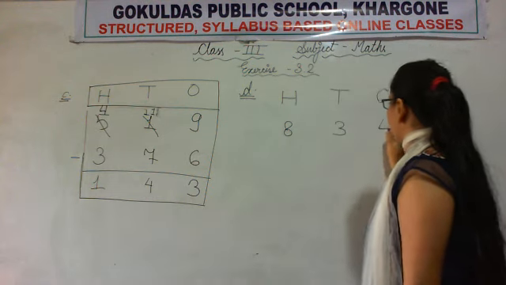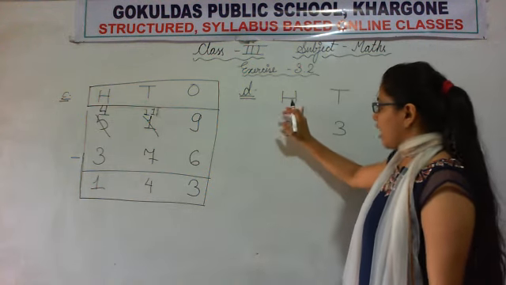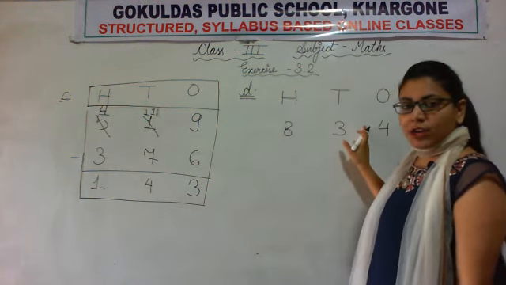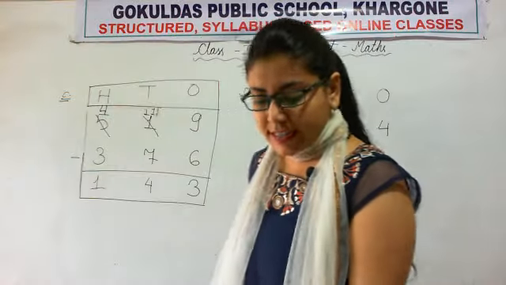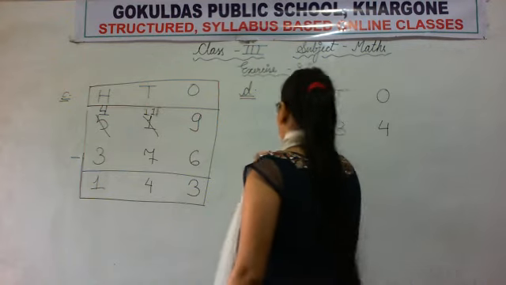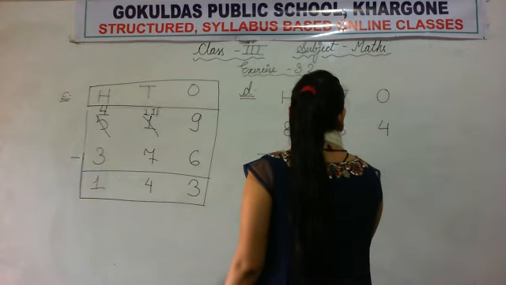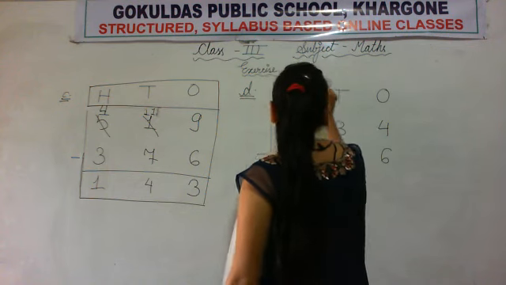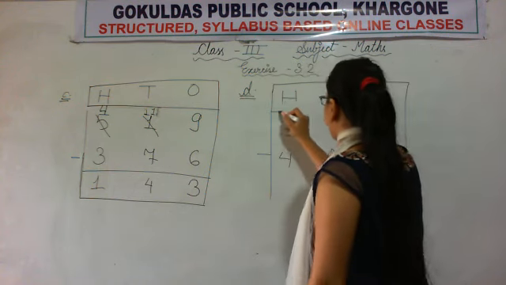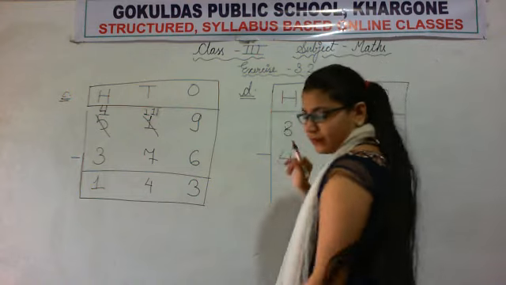Write hundreds below hundreds, tens below tens, and ones below ones. Minus 476. Now make the table with the help of a scale or ruler.